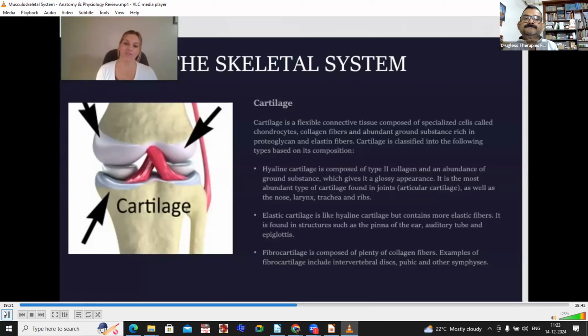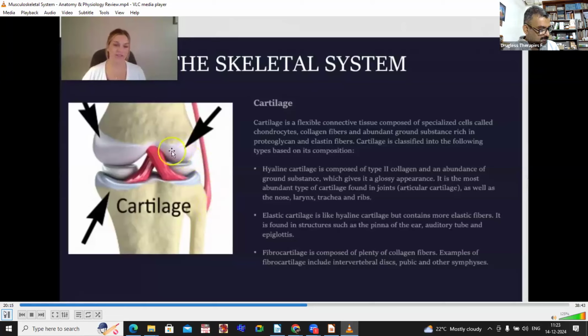Hyaline cartilage, which is composed of type 2 collagen, also gives the cartilage its glossy appearance. And that's typically found in the nose, the larynx, the trachea, and the ribs. And then you have elastic cartilage that's like hyaline cartilage, but contains more elastic fibers to help move and contract more, and it's found in structures such as the ear, the auditory tube, and the epiglottis. And then you have fibrocartilage, composed of lots of collagen fibers. Examples include the intervertebral discs, the pubic symphysis, and other symphyses throughout the body.